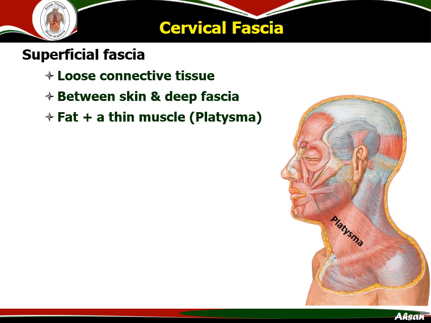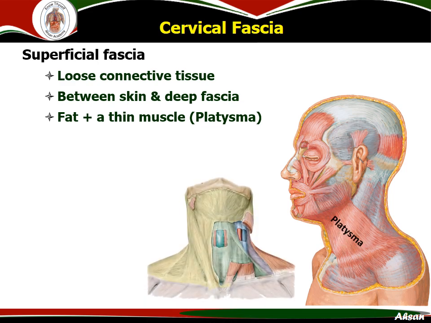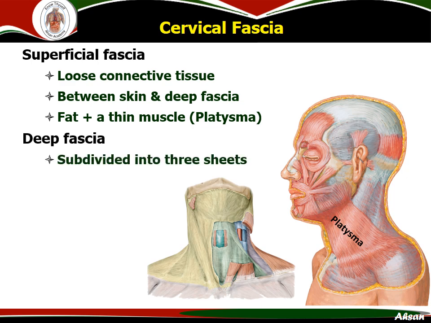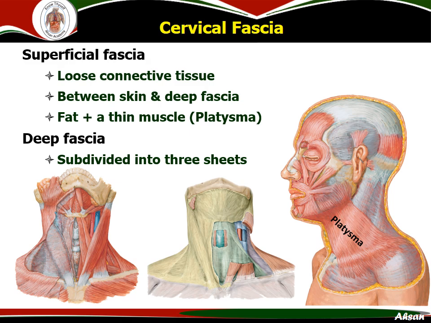This is the platysma shown in the figure, and we can see the deep fascia distribution. And the deep fascia is subdivided into three types of sheets, and one by one each should be studied separately.